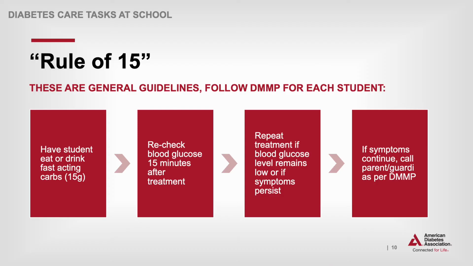Number 3, repeat treatment of 15 grams of carbohydrates if the blood glucose levels remain low, and recheck at another 15 minutes. And lastly, if symptoms continue or blood glucose levels do not increase, call the parent or guardian as specified in the DMMP.